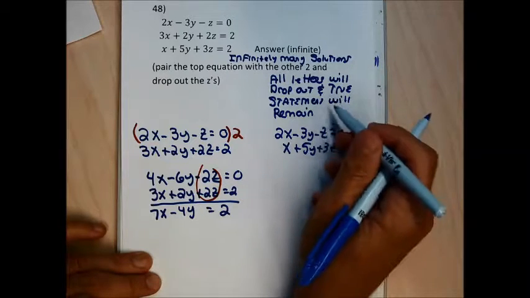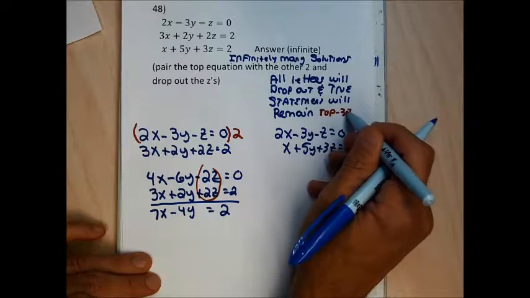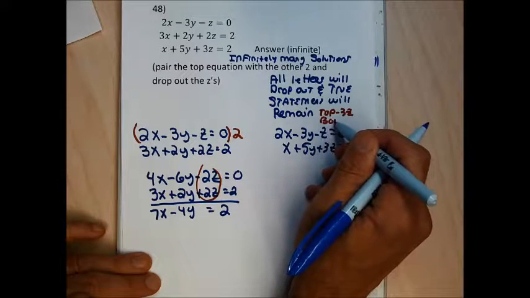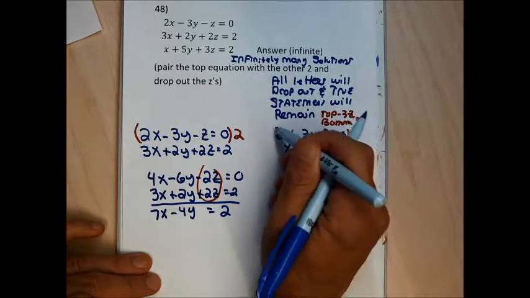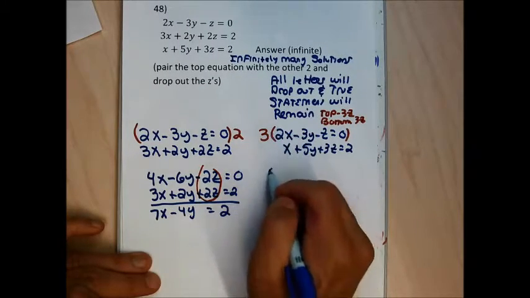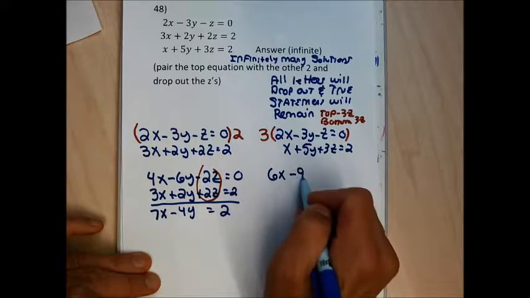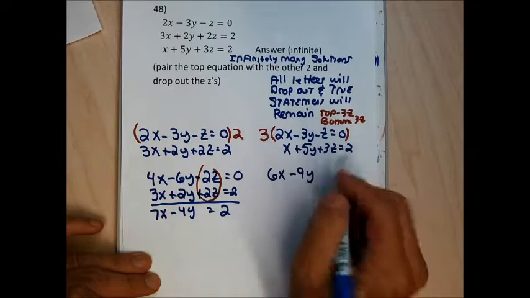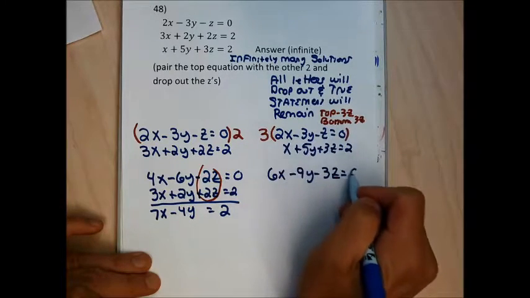For this set to drop out the z's, I'm going to make the top have a minus 3z, and I'm going to leave the bottom with the positive 3z. To do that, I'm going to multiply the top by 3. Go 3 times 2x is 6x. 3 times minus 3y is minus 9y. 3 times minus z is minus 3z. 3 times 0 is 0.